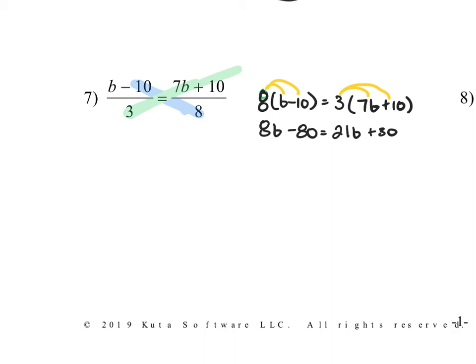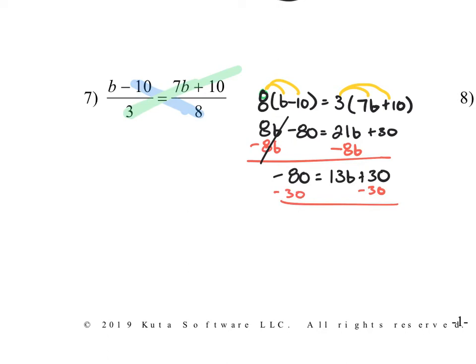Okay, now, as I look at this, I like to go ahead and get my b's together. So I'm going to subtract 8b from both sides. That will give me negative 80 is equal to 13b plus 30. Okay, then what I'm going to want to do is subtract that 30. So I subtract 30 from both sides, and I end up getting negative 110 is equal to 13b.